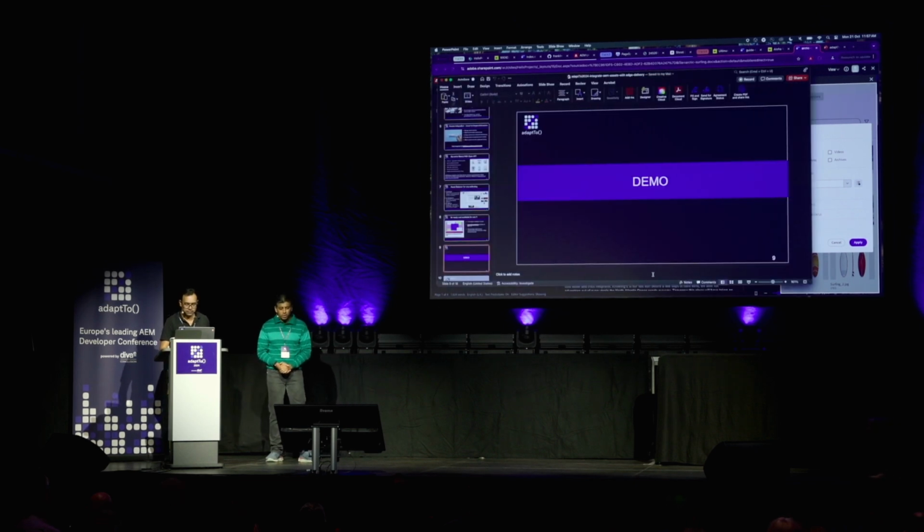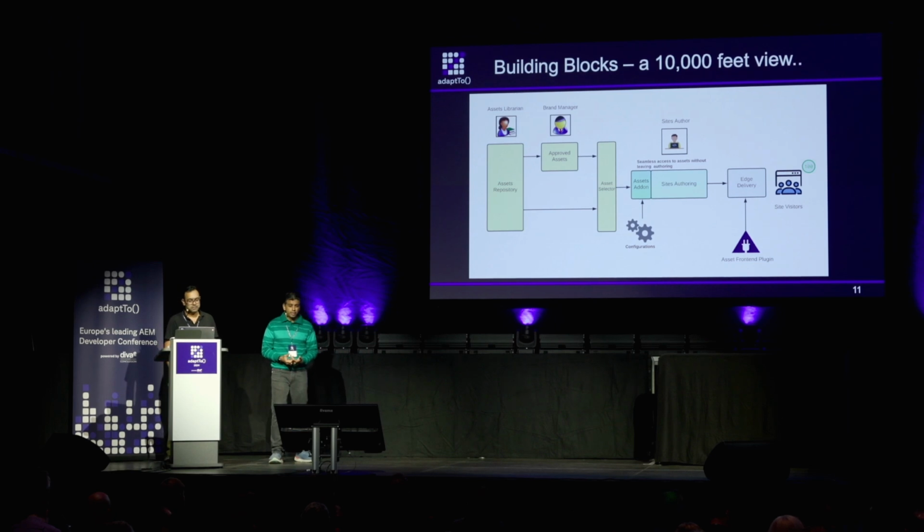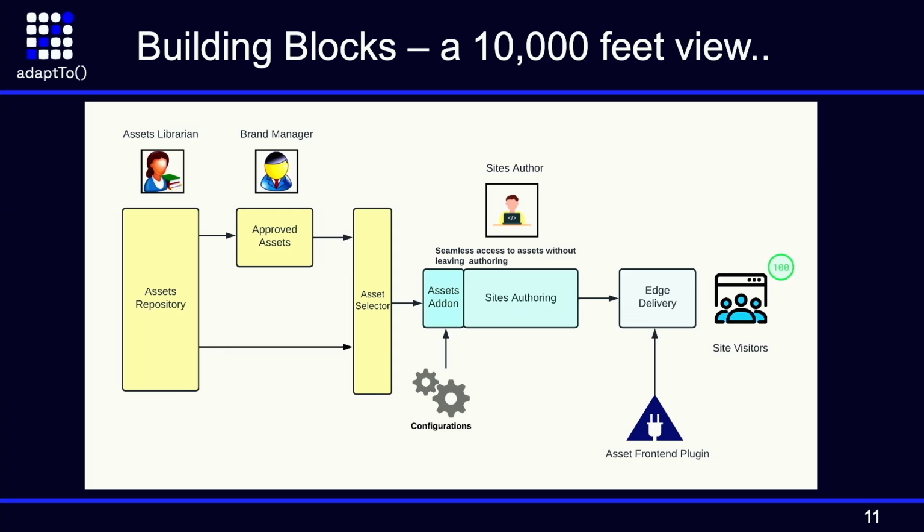Thank you, Ashu. So let's quickly take a look under the hood of the basic building blocks which are coming together to run this integration. So we have the assets repository, wherein your asset librarian is collating, curating all the assets which are applicable for the organization. The brand manager, who is responsible for ensuring the brand compliance, typically browses through this asset repository, searches for assets which would be good for being published in a campaign, and approves those assets. Once approved, these assets are available through the asset selector integration which we just now saw, and the site's author can search, browse those approved assets and place them on their authoring surface.